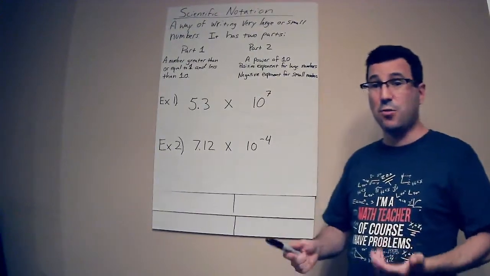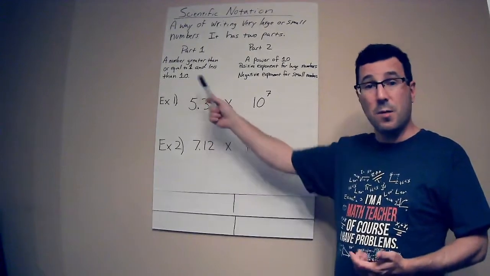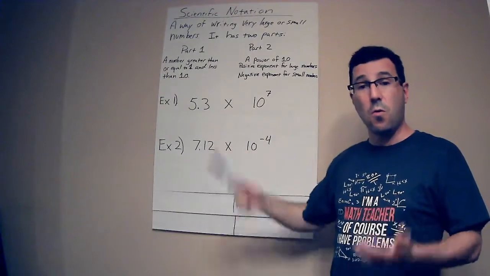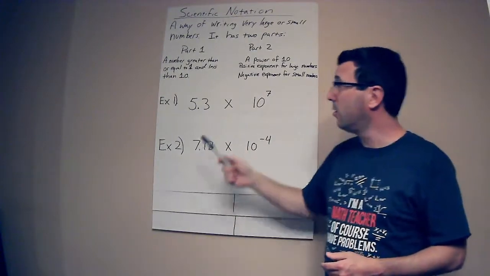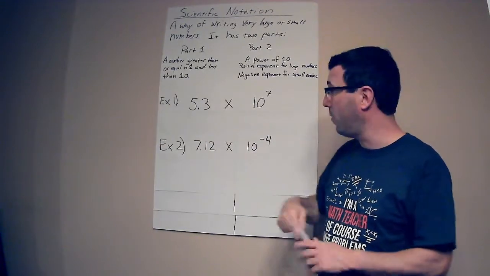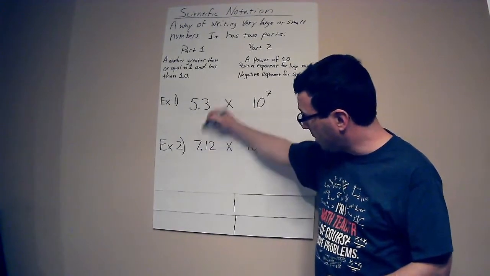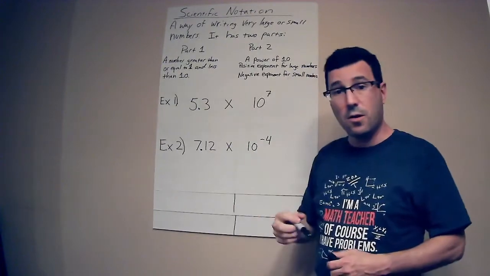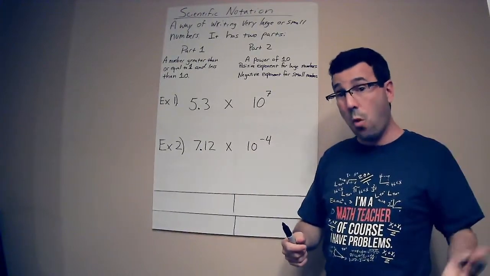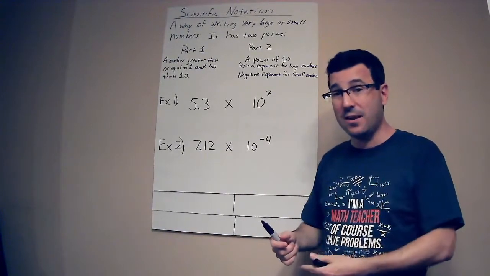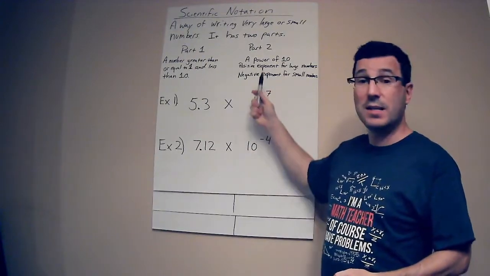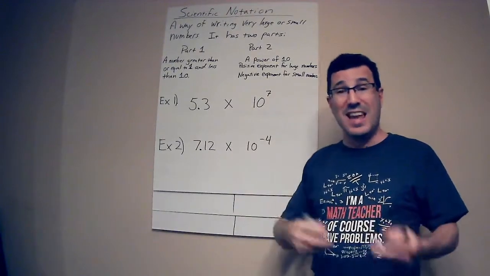Scientific notation has two parts. The first part is always a number that is either greater than or equal to 1 or less than 10. So as we look at these two examples, I have a 5.3 here, I have a 7.12. Both of those numbers are between 1 and 10. We can have 1, but we can't have 10. So we could have 1 times, and then the second part is a power of 10. So 10 to some exponent.